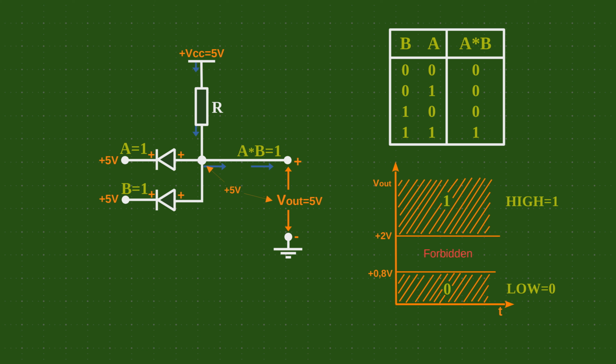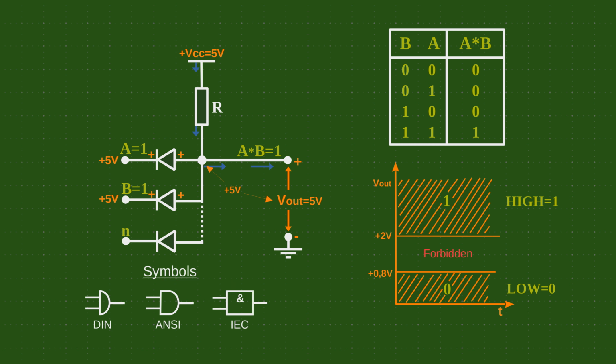Here we explained the logic AND gate with only 2 input signals. However, if you need more inputs, simply add more diodes. The mode of operation is exactly the same. In digital electronics, symbols are always used for logic gates. The symbols are different according to DIN, ANSI, and IEC standards. This is because logic circuits are used mainly as part of a larger circuit. Then we are mostly only interested in input and output signals without supply voltage for each individual circuit.